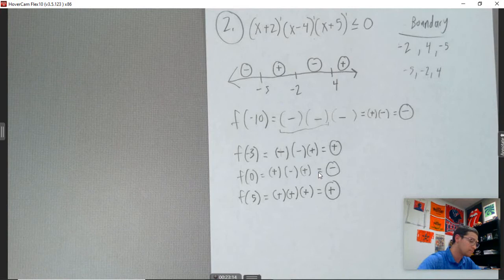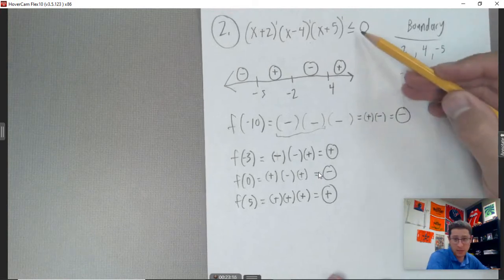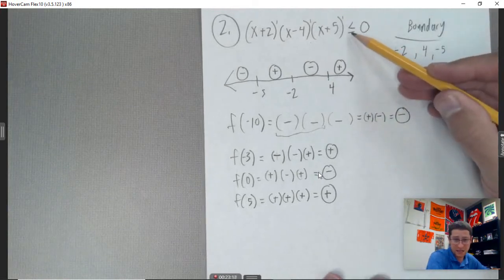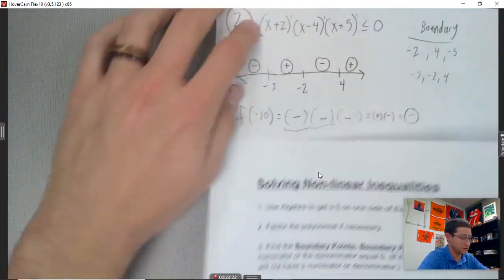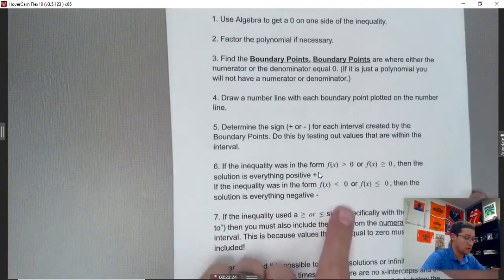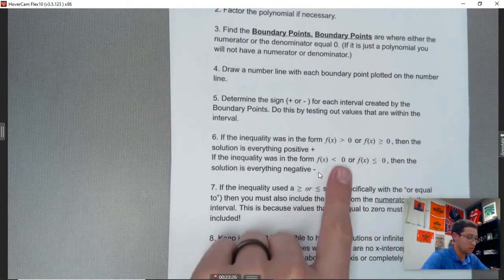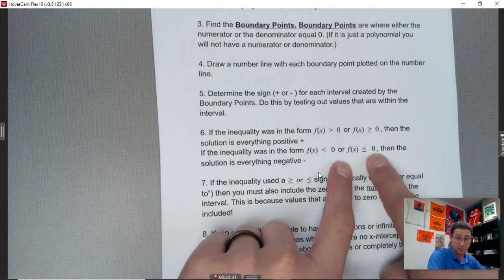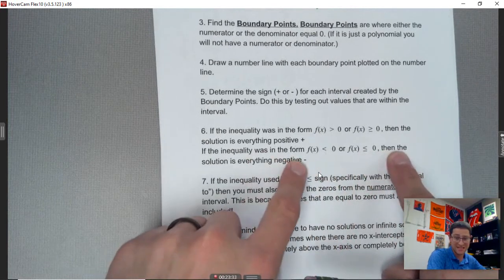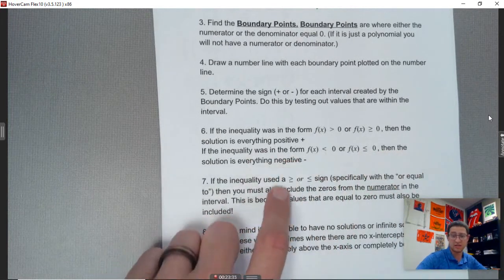Food for thought. Anyways, this problem is where it is less than or equal to 0. So just so we're clear, we're working with this option right here. So the solution is when it's negative. Solution is when it is negative.